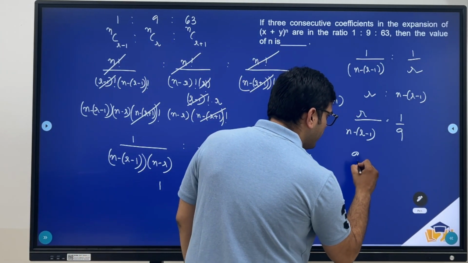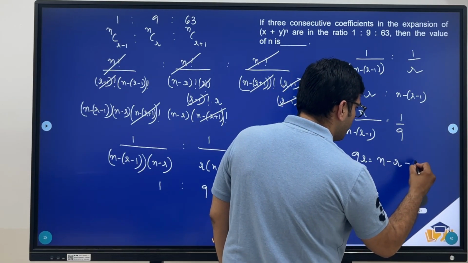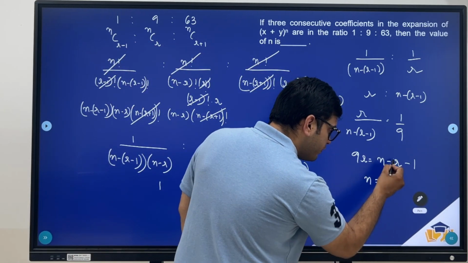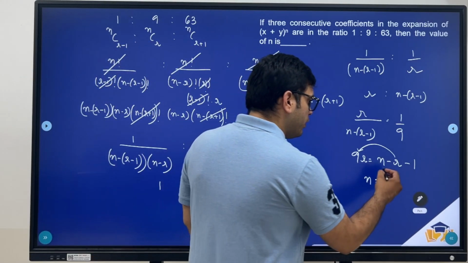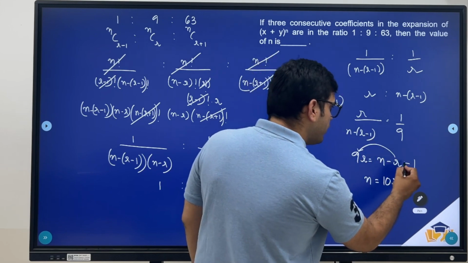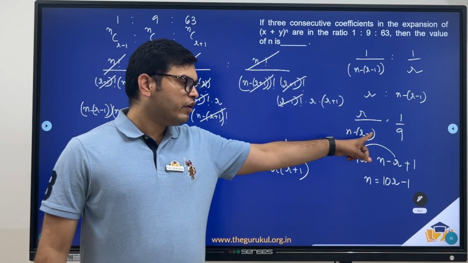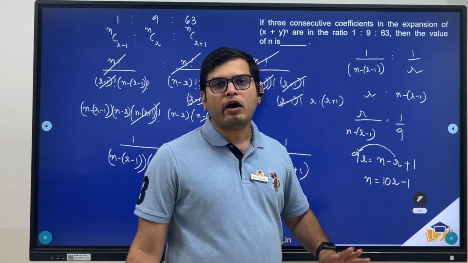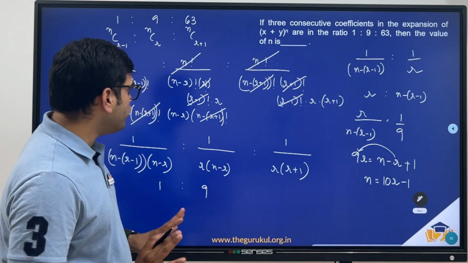So we have 9r is equal to n minus r minus 1, or n is equal to, sending minus r to left hand side, that becomes plus r, 10r, sorry, this would be plus 1 minus 1, because minus into minus is plus, my bad. So n is equal to 10 into r minus 1. Now we have n in terms of r. Now we are halfway through.